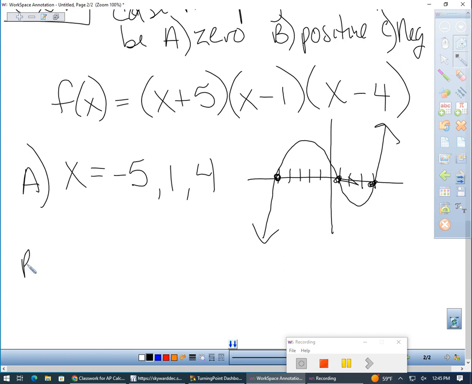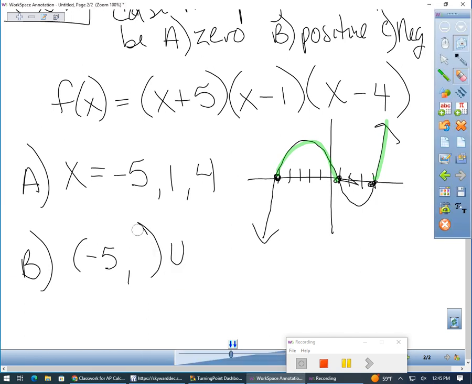So then for part B, I want to know, where is this polynomial positive? So if I look at this, it is positive or above the x-axis from here to here and from here to here. There are 2 spots, right? So this would be positive from -5 to 1, and where else? Good, 4 to infinity, I agree.